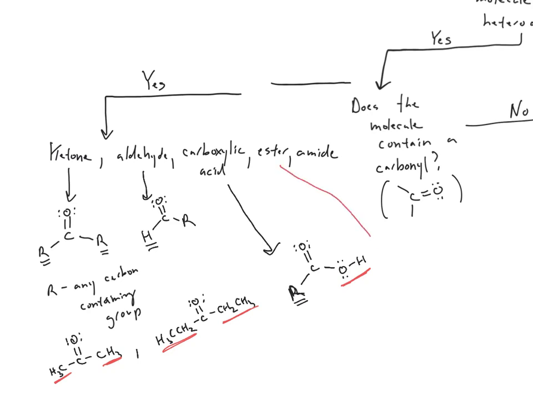Ester. Change the color back. Erase that a little better. Draw the carbonyl first. So similar to carboxylic acid, but instead of a hydrogen, you have an R group. And an R group, again, is any carbon-containing group.